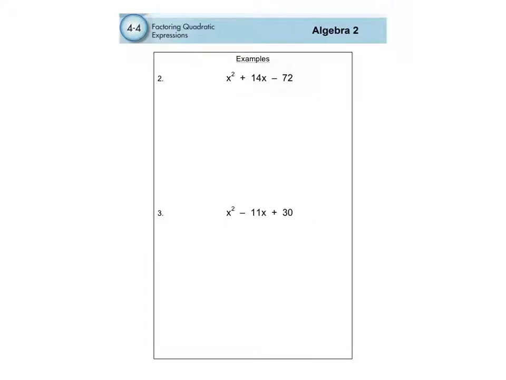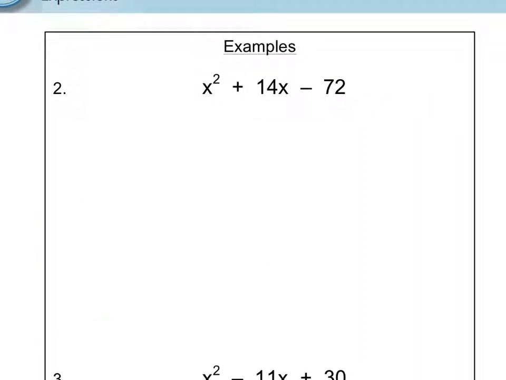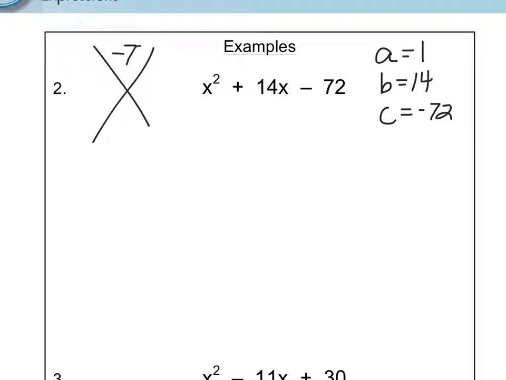Okay, so let's go through one more example here for you. We're going to take a look at number 2. On this example, again, identify what's A, B, and C. So in this case, A is going to be 1. B is the middle one, which is 14. And C is negative 72. Yes, I do take that symbol with me. So A times C is negative 72. And the B term is 14.